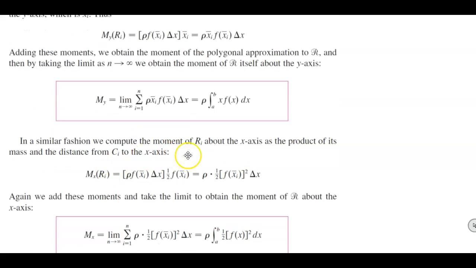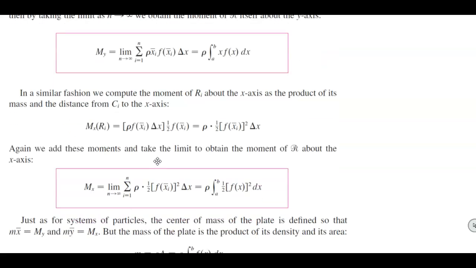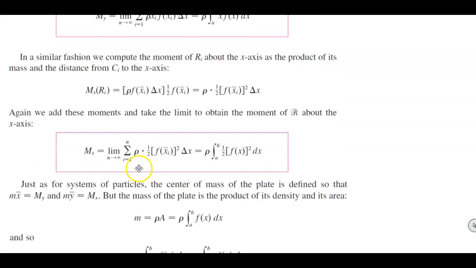Now, in a similar fashion, we compute the moment of the region about the x-axis as the product of its mass and the distance from c subscript i to the x-axis. In this case, we take rho times f of x bar times delta x times one half of f of x bar, which is equal to rho times one half of f of x bar squared delta x. Now again, we use the Riemann sum and take the limit to obtain the moment of that region about the x-axis, and we get the following integral, going from a to b, factoring out rho, of one half f of x squared dx.